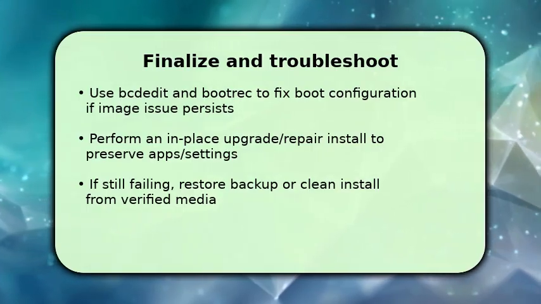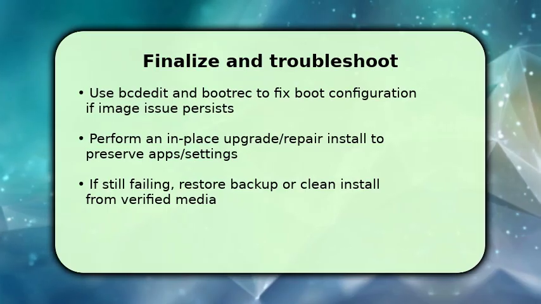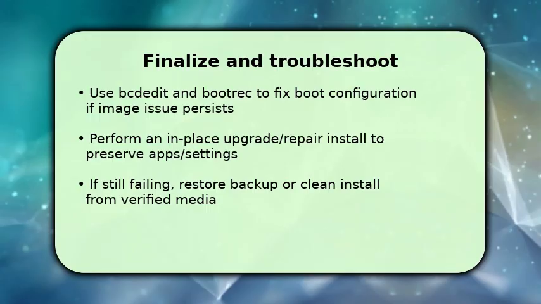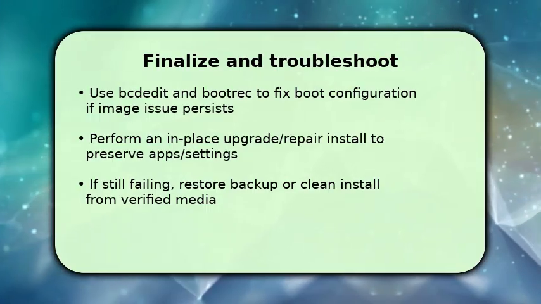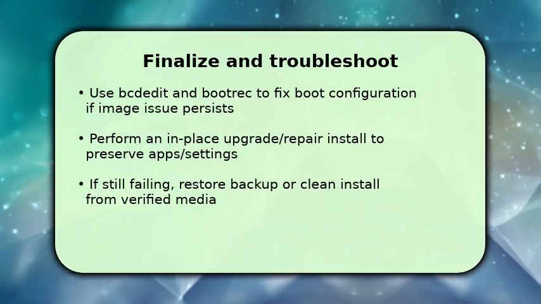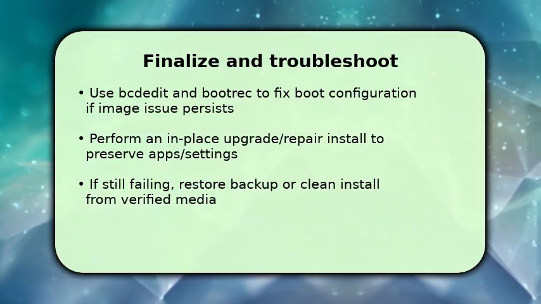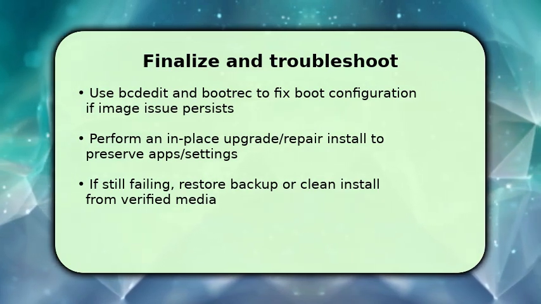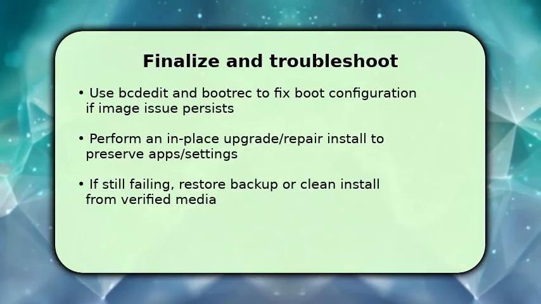If system files remain problematic, perform an in-place upgrade or repair install from the matching ISO to replace Windows files while keeping apps and settings. If that still fails, restore your backup or perform a clean install from verified media. Key tip: keep your install media matched to your exact build to avoid image not found errors.